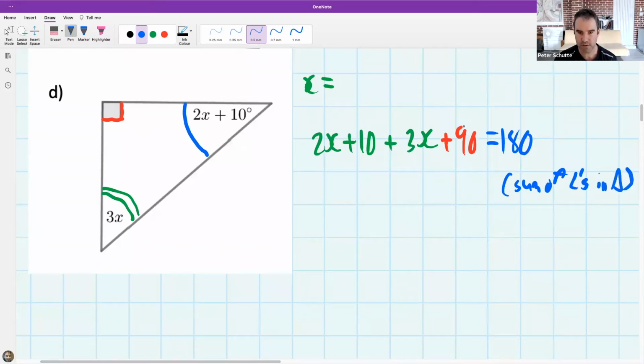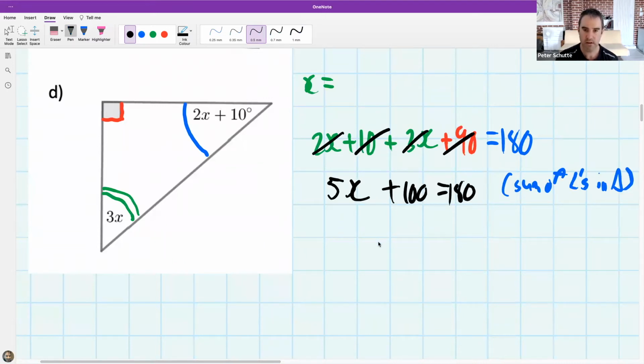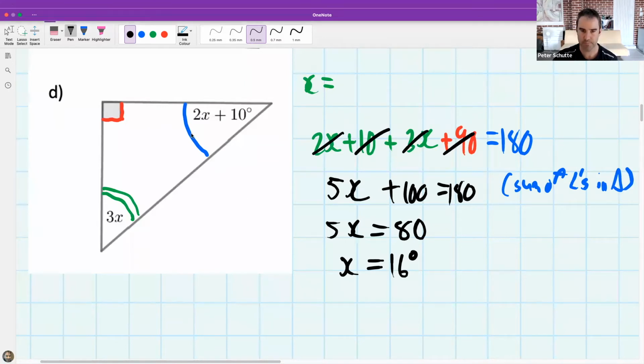Then we have to figure out this equation, which I think is going to give us 2x and 3x is 5x. 10 plus 90 is 100. If we take away 100 from both sides, we get 5x is 80. Then if we divide both sides by 5, we get x equals 16 degrees. That would be an example of solving for an unknown in a triangle where it's a little bit harder.